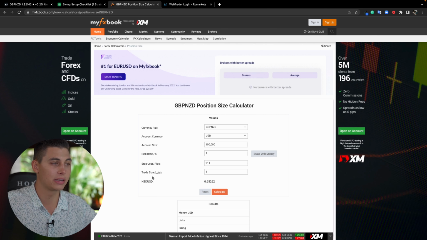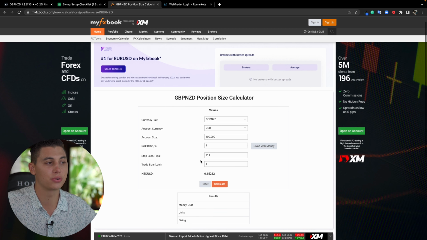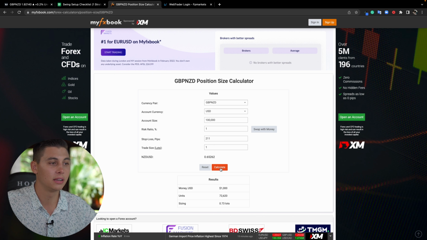Ignore that, never change that trade size lots. That'll just vary sometimes if you're trading non-Forex. But for the sake of this education, we're just doing Forex. So we go calculate units and sizing. So this means that we need to trade. What we're risking is 1,000 US dollars. Perfect, that's 1%. And this means that we need to trade 0.73 lots.